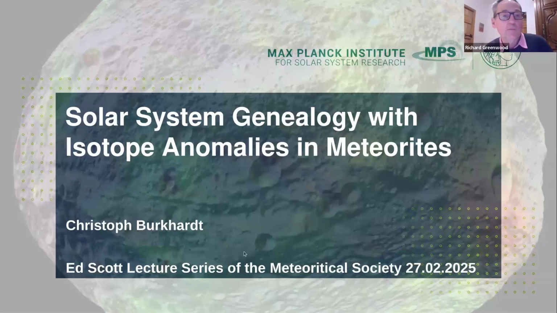It's a great pleasure to welcome Christoph Burkhardt to give this lecture on solar system genealogy with isotope anomalies and meteorites. Christoph is based at the Max Planck Institute for Solar System Research. He got interested in meteorites after attending a lecture by Herbert Palme in Cologne. He obtained his doctorate in isotope cosmic chemistry at ETH Zurich, and he's had various positions in Chicago and Munster.